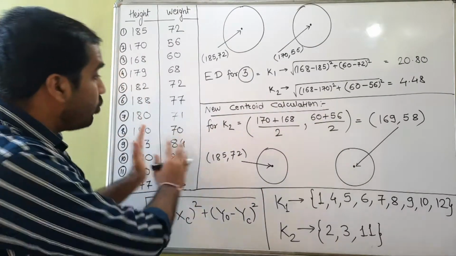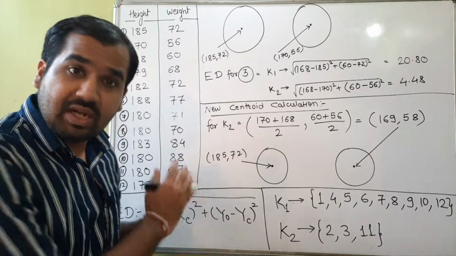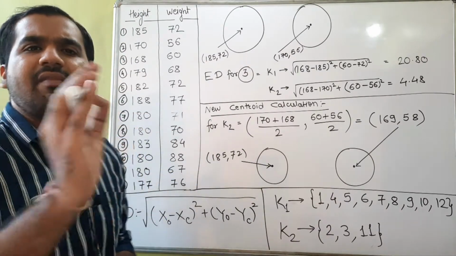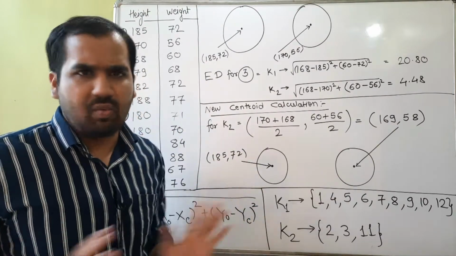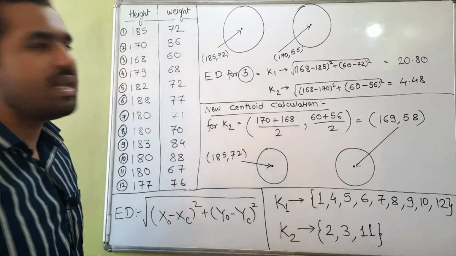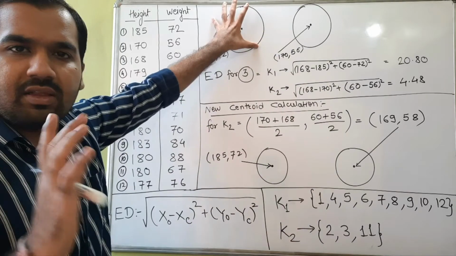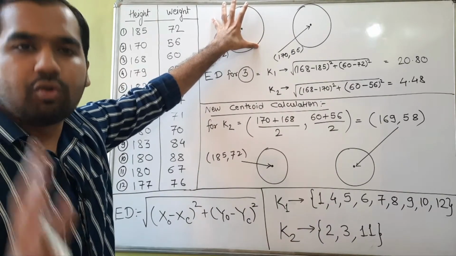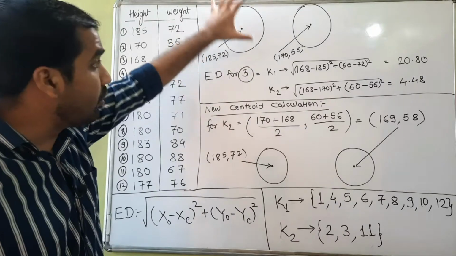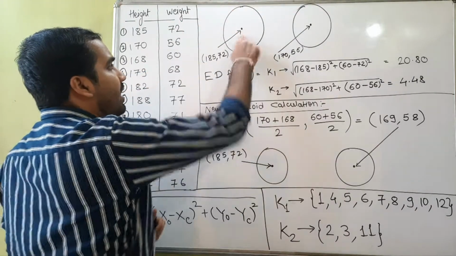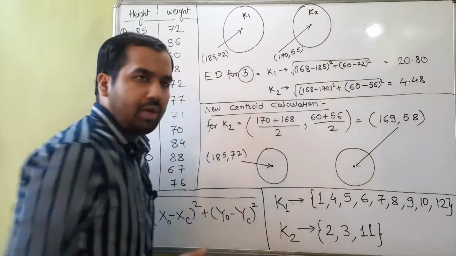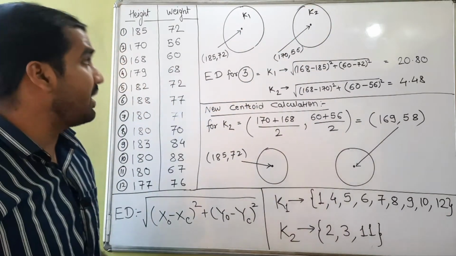Now how do we solve such questions? These are the questions that come most of the time in your exam, and there are very simple steps that you need to execute. What is the first step? The first step is very easy. In the question it is mentioned that k equals 2, which means we have to build 2 clusters. So this is my cluster, let's say k1, and this is my cluster k2.